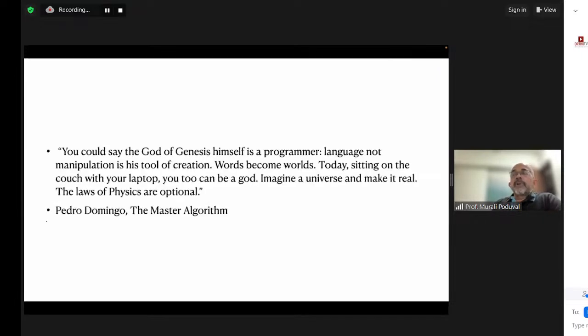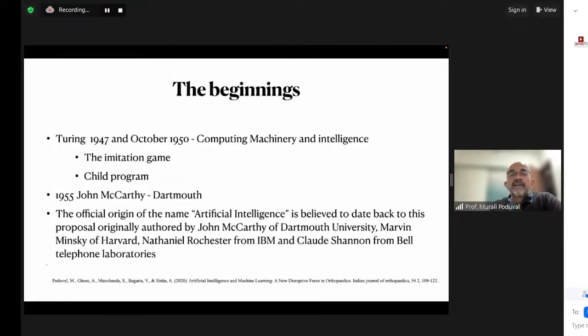One of my favorite authors is Pedro Domingos, who wrote a book called The Master Algorithm. He wrote that you could say the God of Genesis himself is a programmer. Language, not manipulation, is the tool of creation. Words become worlds. Today, sitting on the couch with your laptop, you can be a God. And that's exactly what is happening with AI and ML. You don't need to know coding. You don't need to know programming, but you can still do a lot. Imagine a universe and make it real. The laws of physics are optional. And with that, let's get down to the beginnings.